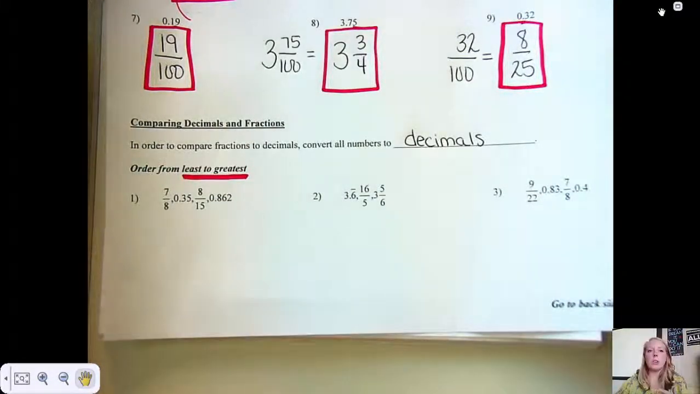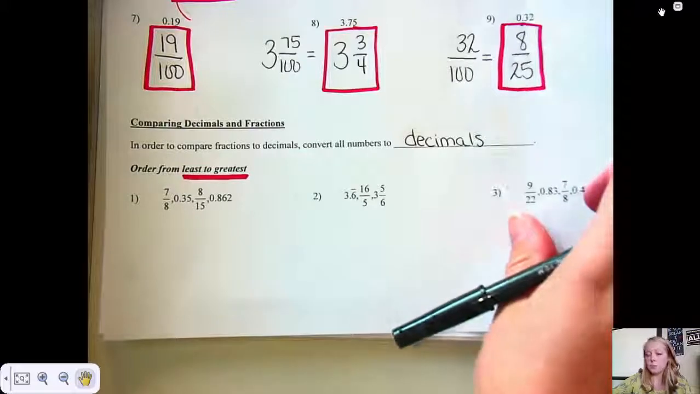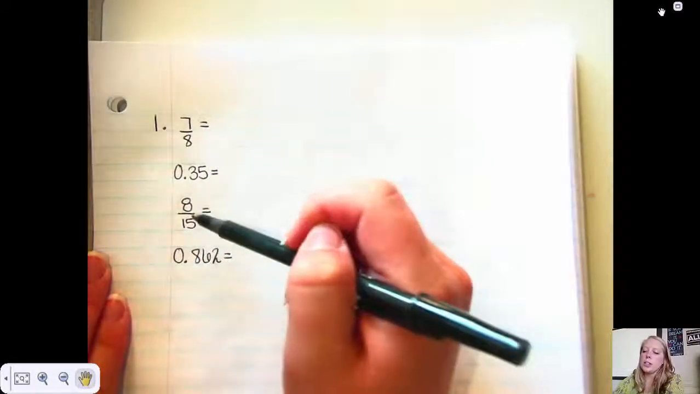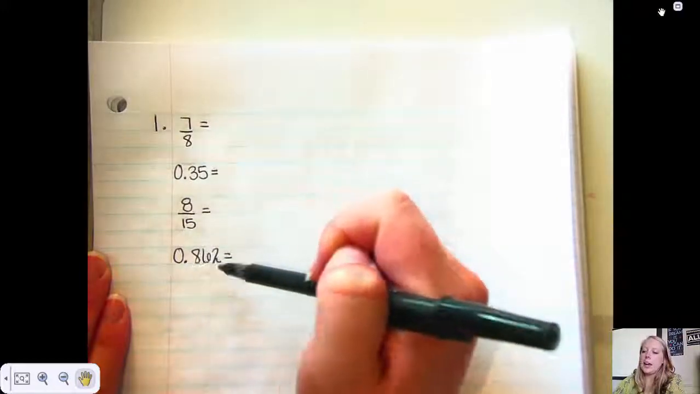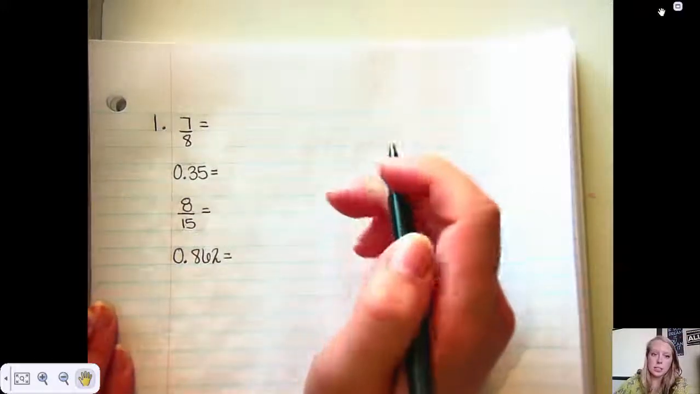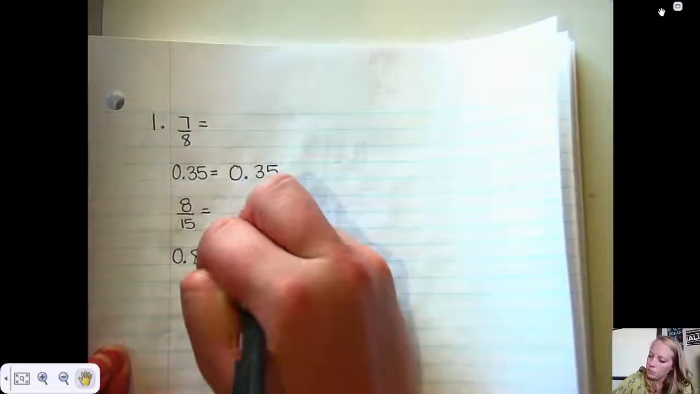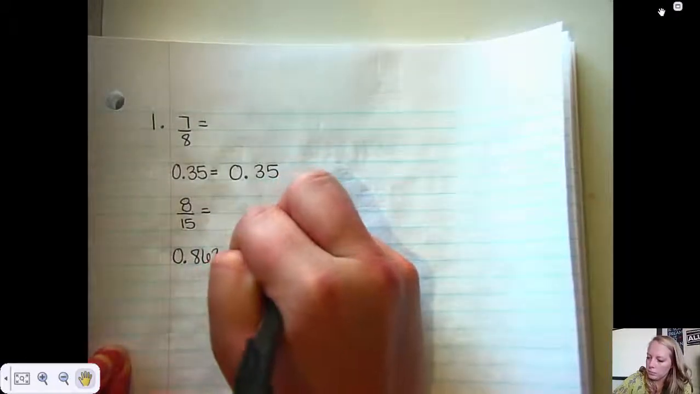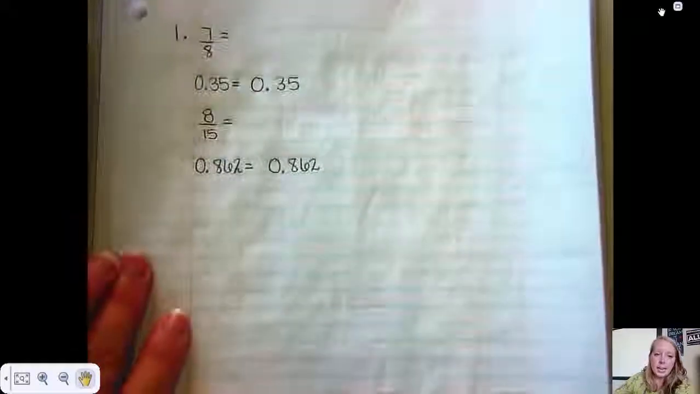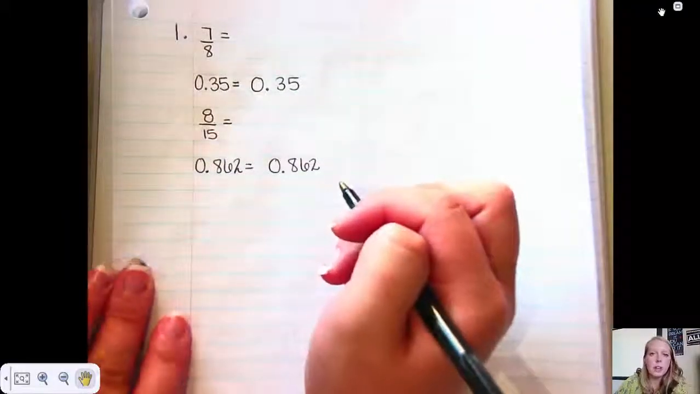Now, I've gone ahead and written all these out on another sheet of paper, and this is how I would recommend writing each problem out. I've set up each number in number 1: 7/8, 35 hundredths, 8 fifteenths, and 862 thousandths, because I've got to make them all decimals. If they're already a decimal, I'm just going to go ahead and rewrite them like this. But then 7/8 I've got to convert to a decimal. We learned how to do that yesterday. So top in, bottom out.